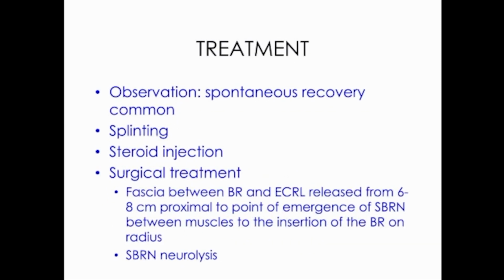So many of these resolve spontaneously, so the initial treatment should be observation and may include splinting and steroid injection if the symptoms persist. Surgical decompression includes incising the fascia between the brachioradialis and the ECRL from 6 to 8 centimeters proximal to the point of emergence of the nerve between the muscles, and distally to the insertion of the brachioradialis on the radius. And then you do a neurolysis of the superficial branch of the radial nerve.